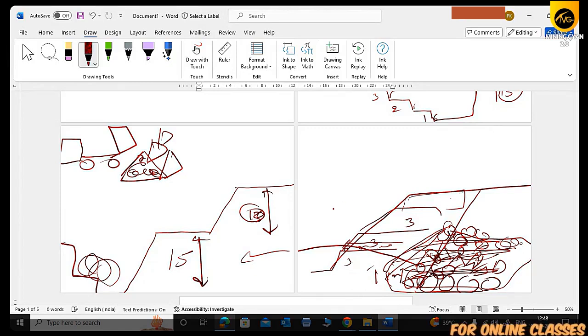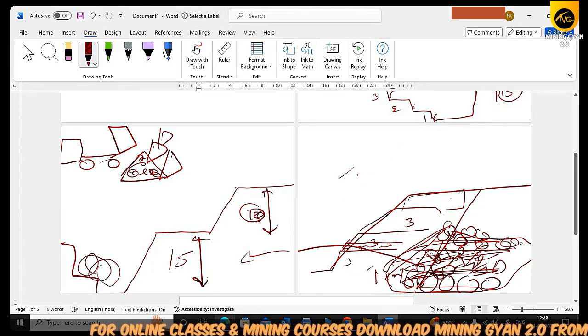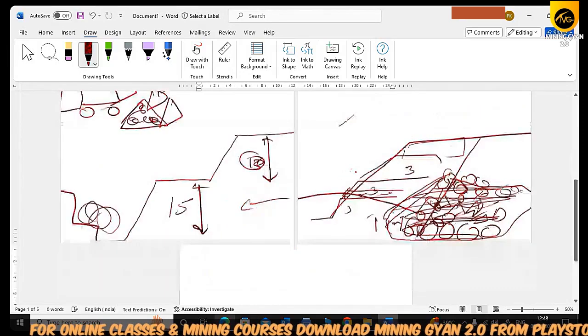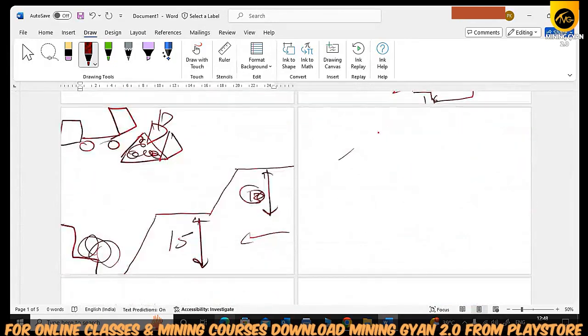But in the case of the in-pit conveying system, if we want to build a 15 meter bench, what happens? We have to make trusses. For example, you want to make a 30 meter bench with the in-pit conveying system. So what do you do?